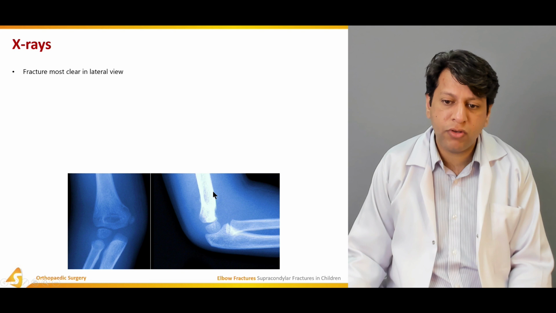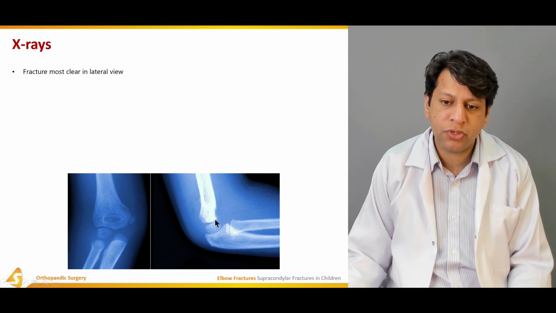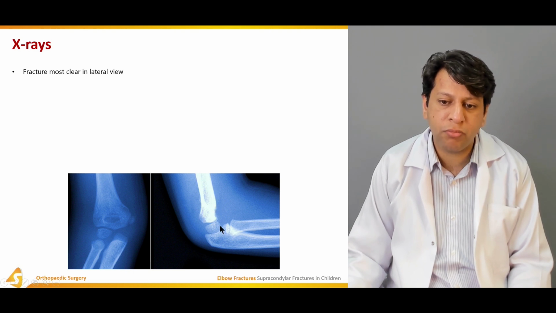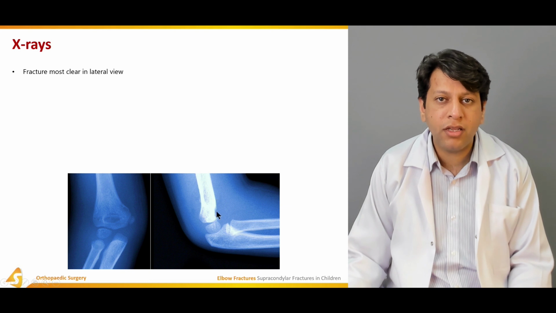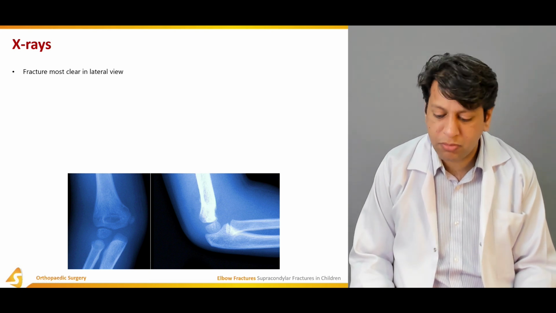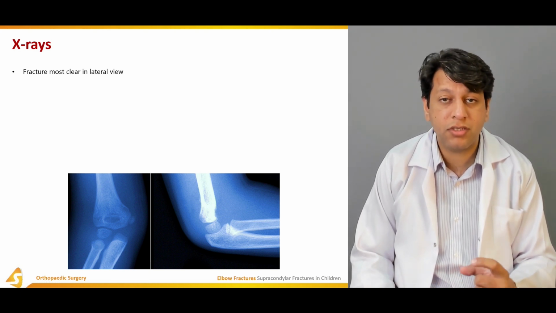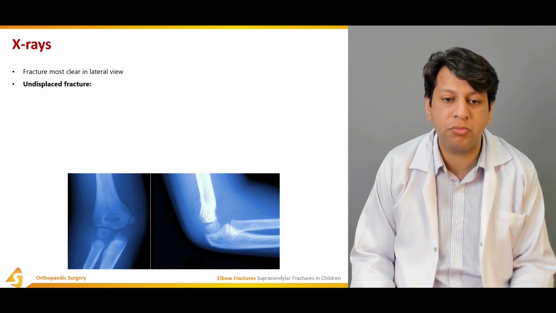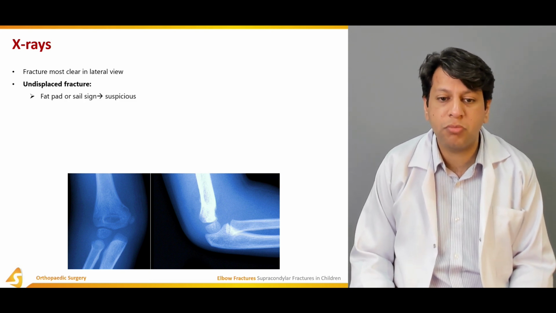On the lateral view, similarly, the anterior humeral line is disrupted, and the distal fragment has moved slightly posteriorly, and the anterior humeral line is not passing through the anterior two-thirds of the capitellum. Therefore, there is some degree of displacement, and this means there is definitely a supracondylar fracture present, especially in the case of an undisplaced fracture.